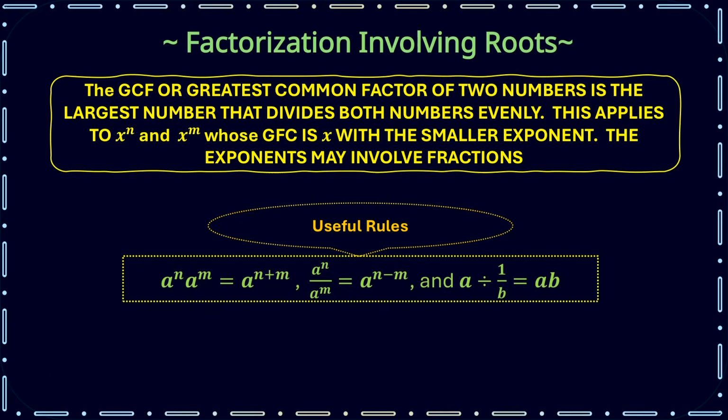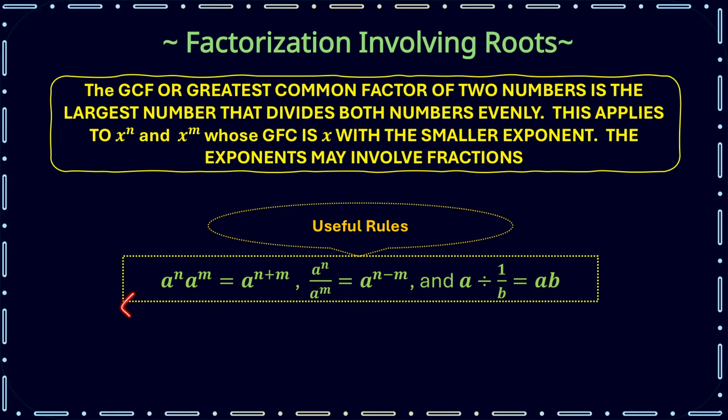This lesson is about factorizing expressions that involve roots. These roots could be square roots, cube roots, fourth roots, or a root of any index. Basically, the expression is not a polynomial, and our goal is to factor out the GCF. And as we know, if we have x to the n and x to the m, the GCF is x to the smallest exponent.